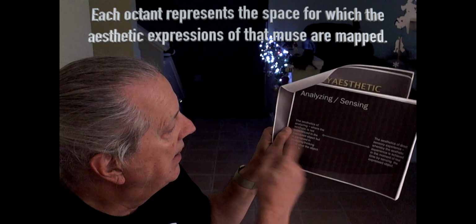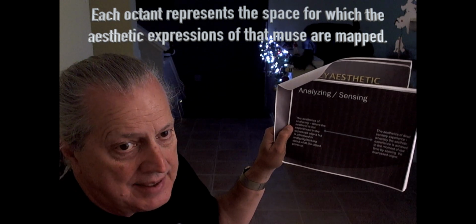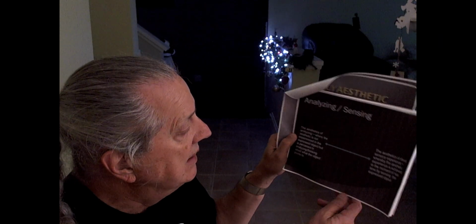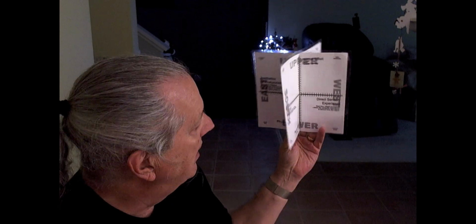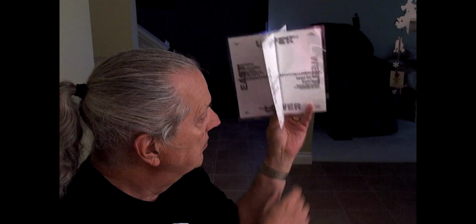So here we have the analyzation and sensing. One of the axes is between the aesthetics of analyzation and the aesthetics of direct sensory experience. So I always set it up with the directions. However, I grew up on a grid, so I'm really sensitive to directions. So right now, currently, that's west. So I have my mapping system so that we have west, and in west is direct sensory experience.